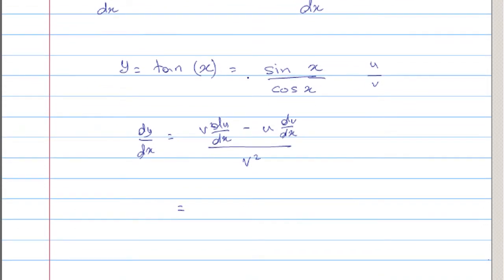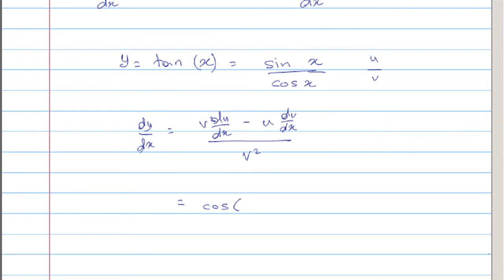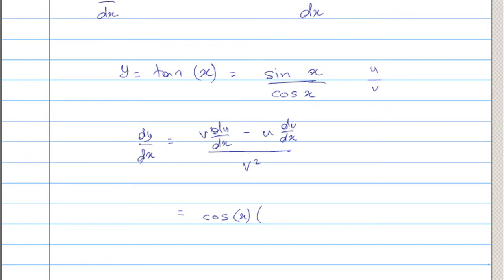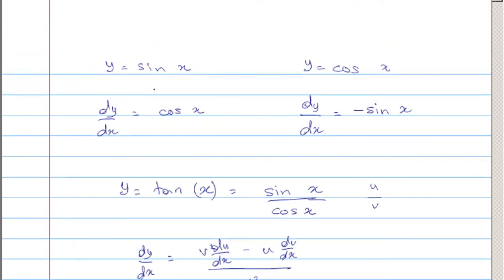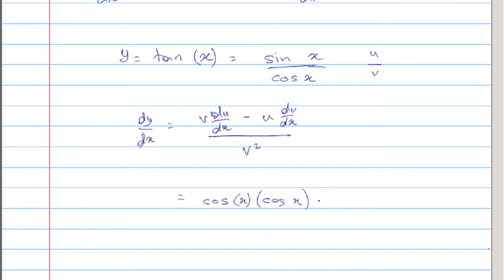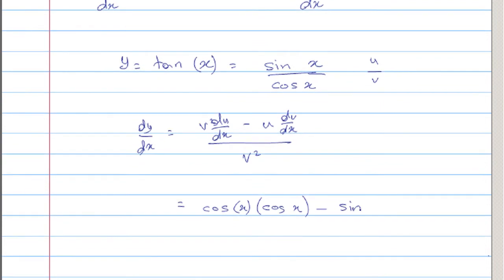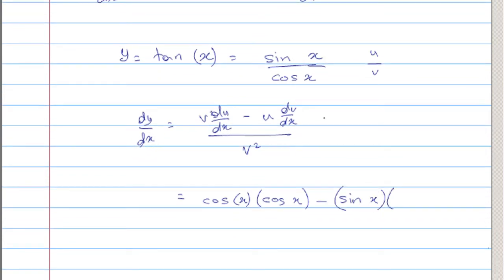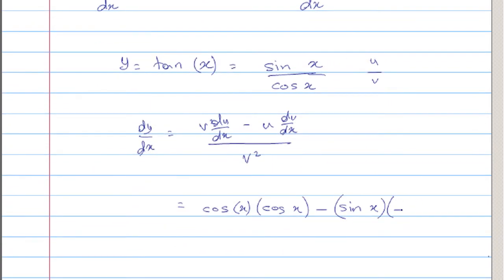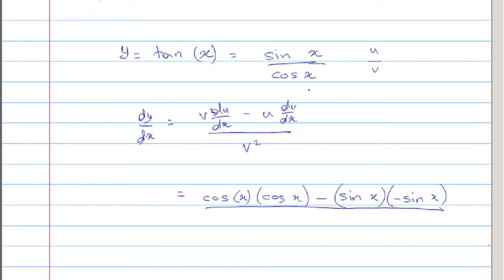So in this case I get v du over dx, so v is equal to cos x. I have cos x times the derivative of the numerator, that's du over dx. So the derivative of sine x is cos x. Then I have minus u. What's u? u is equal to sine x, times the derivative of the denominator. And we know that the derivative of cos x is minus sine x. And all of that divided by the denominator squared.